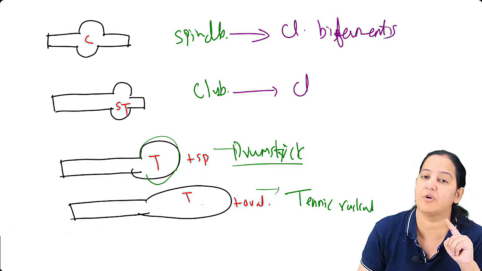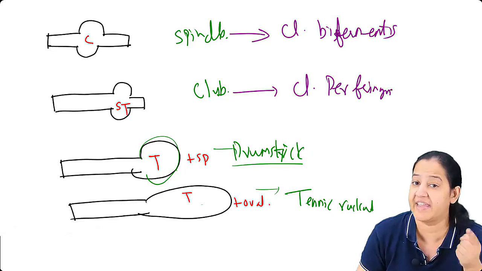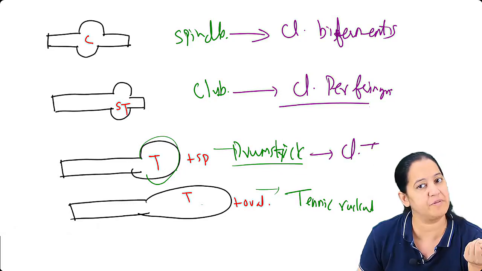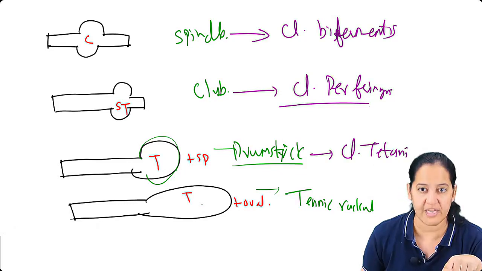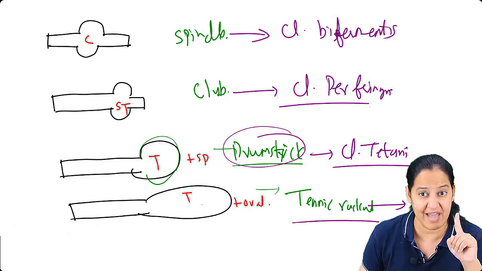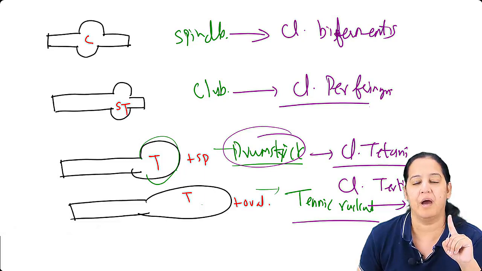Here you write Clostridium perfringens, जो हमारा main hero है, perfringens. That is Clostridium welchii, gas gangrene वाला. So it formed club-shaped. यहाँ पे याद करो Clostridium tetani, जो अभी हमारा question है. Currently our question is on drumstick, so answer is tetani. And here learn tennis racket is Clostridium tertium. Tertium, है ना? It is also Clostridium.